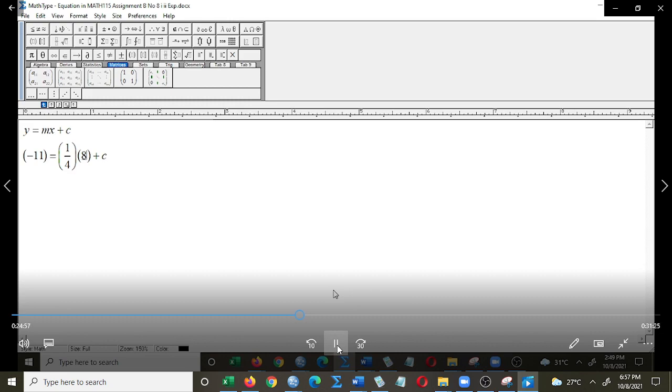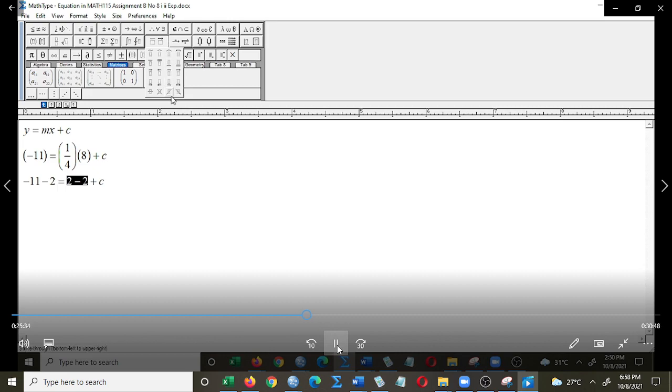I get c is equal to negative 13. So let's see the answer. That is negative 11. What's a quarter times 8? 2. And what do we have to do? Cancel, c, by subtracting 2 on both sides, right?